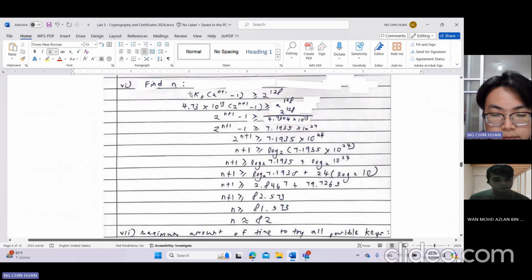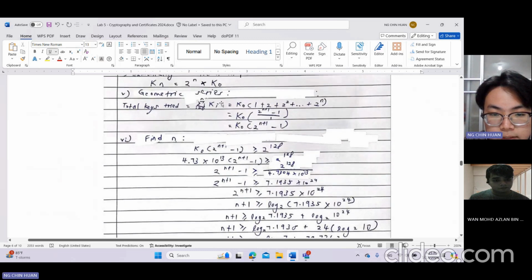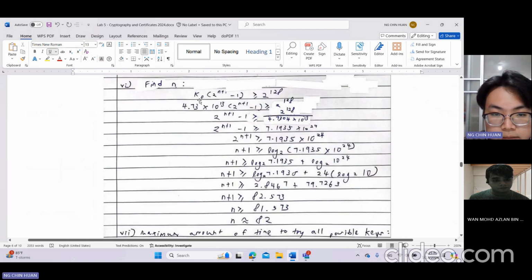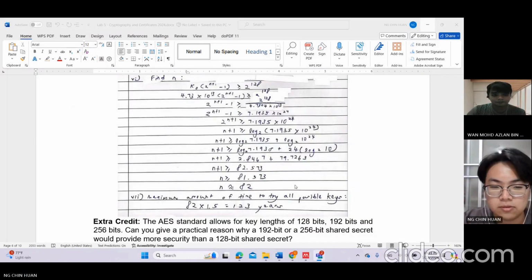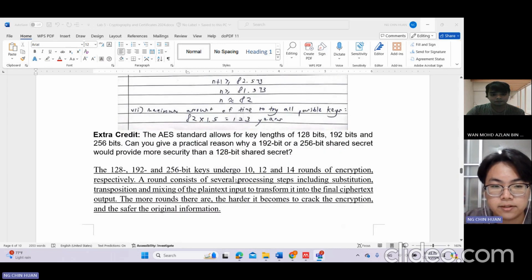Next, we will find n. We use the formula obtained from the previous calculation, K0 bracket 2 power of n plus 1 minus 1, is more than or equal to 2 power of 128. So we get n is around 82. Lastly, the maximum amount of time to try all possible keys is 82 multiplied by 1.5 years, which is equal to 123 years.